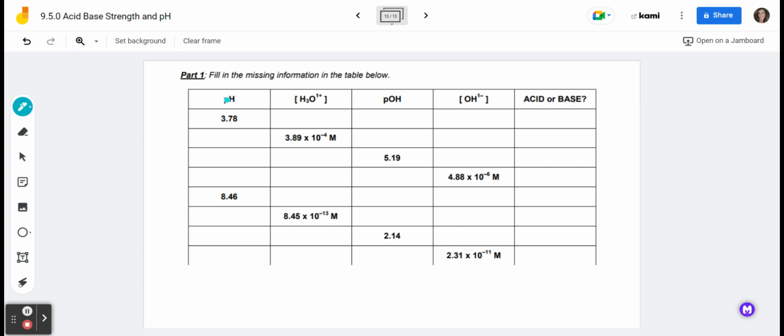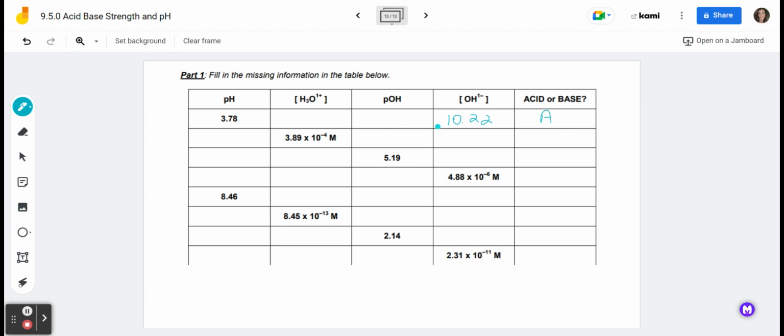Okay, so if I was given pH as 3.78, I could automatically answer a few questions. One, I can do this one's pretty easily, the pOH. So take 14 minus 3.78, and I get 10.22. Now I know from my definition that pH less than 7 is an acid, so I can answer that one.